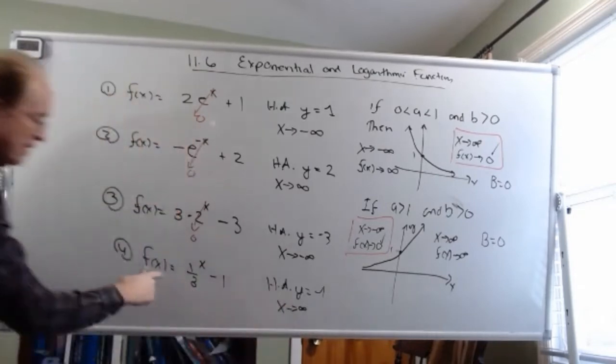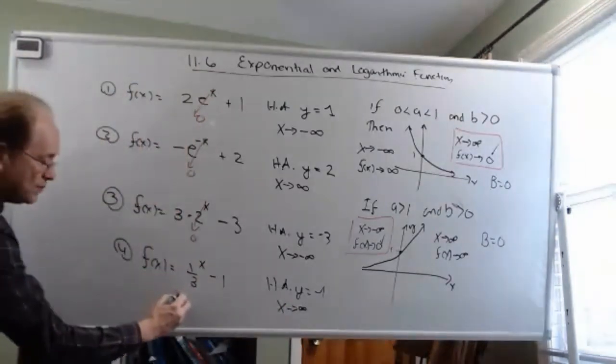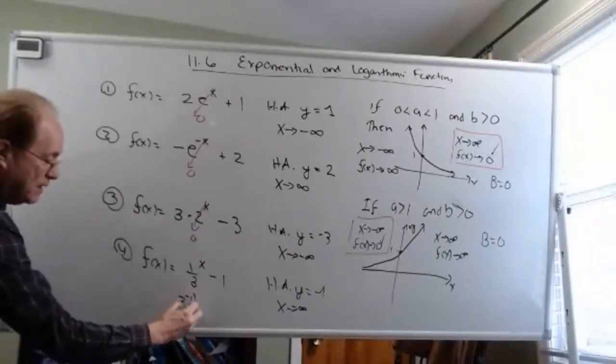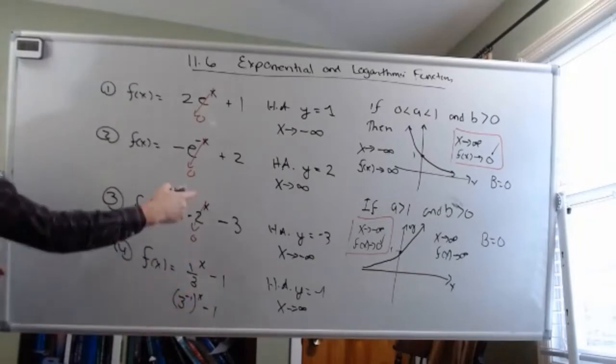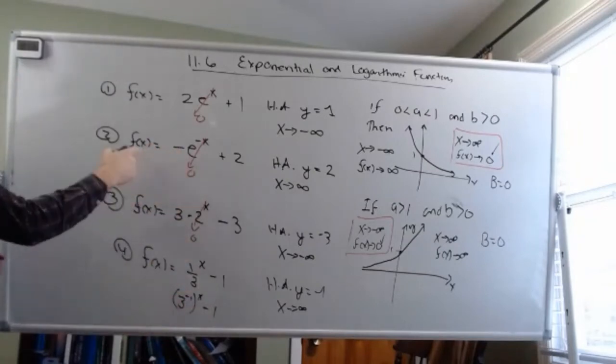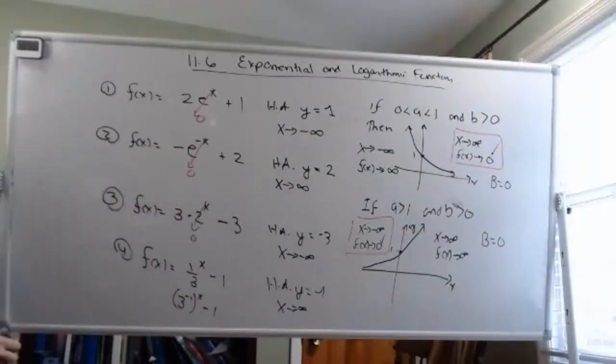And another way of seeing that is I can rewrite 1/3 as 3 to the minus 1 and raise that to the x power. And that'll give me 3 to the negative x, and it'll kind of look a lot like this one over here. Not the same, but similar to it.